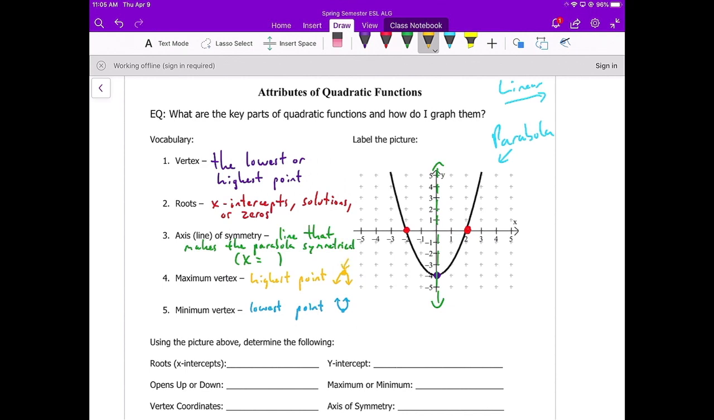But in this case, we have a minimum vertex because the parabola opens up. It points upwards. The U shape points upwards. The minimum vertex is right here where the vertex is, and that's at 0, -4. So I'm putting minimum vertex. It might just be referred to as the vertex, or we'll call it more specifically a minimum vertex. Again, you only have 2 possibilities here. It's either a maximum or a minimum. So you got a 50-50 there.